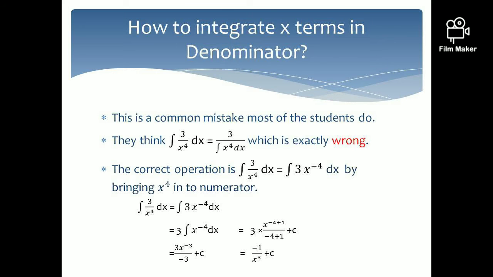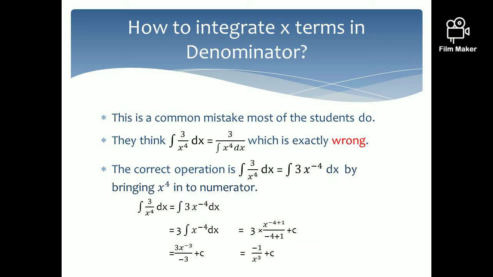This is one of a very popular mistake where most of the students do. They think that integration of 3 over x to the power 4 is equals to 3 divided by integration of x to the power 4, which is exactly wrong. Then how do we supposed to do this question? If you want to get integration of 3 over x to the power 4 using indices theorem, you can convert into a form of integration of 3x to the power minus 4.